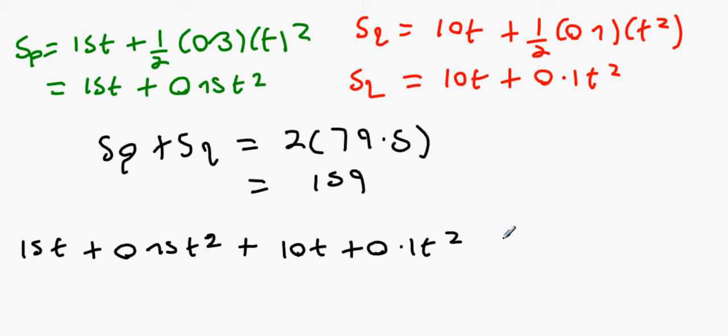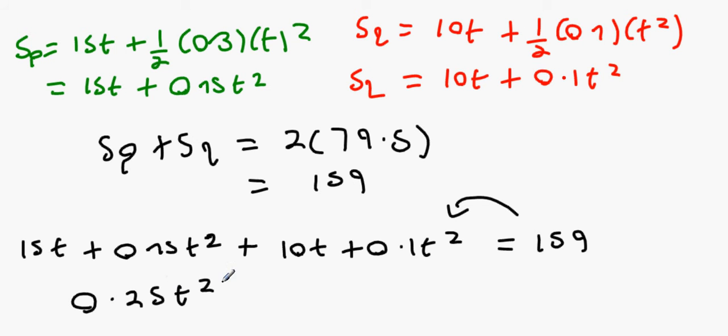That's all going to be equal to 159. It's a quadratic equation, okay? So we're just going to add them both together, and we're going to get 0.25t squared plus 25t minus 159 equals 0. Okay, let's multiply this by 4, because we want to get rid of that 0.25t squared.